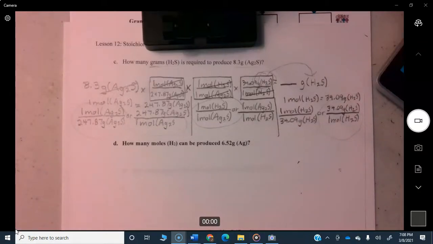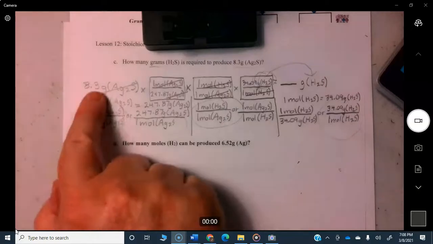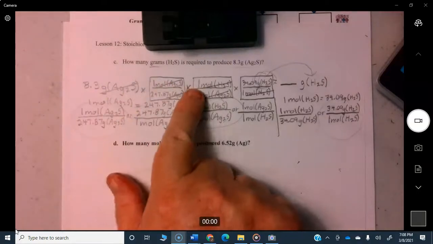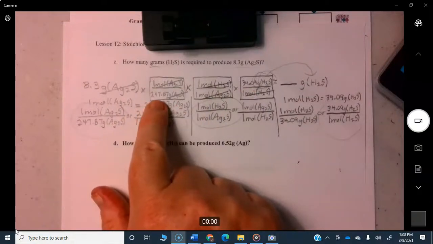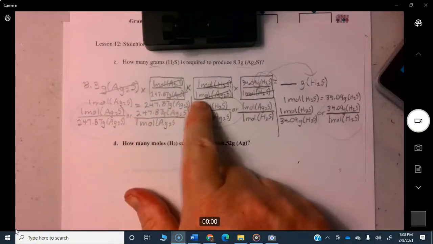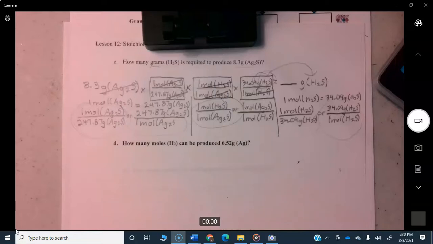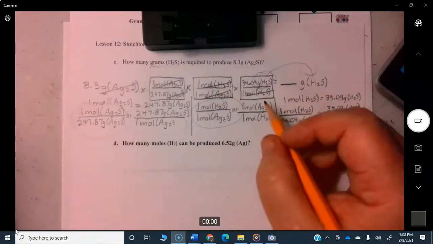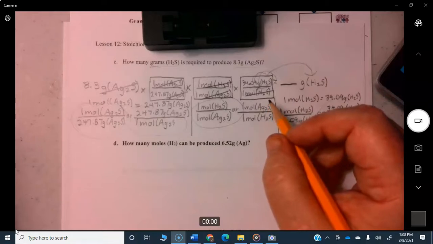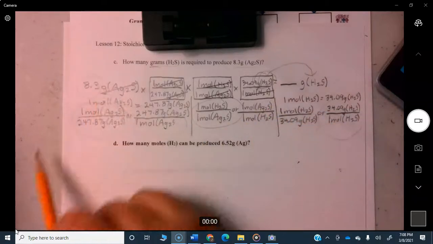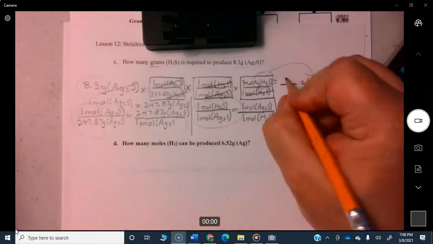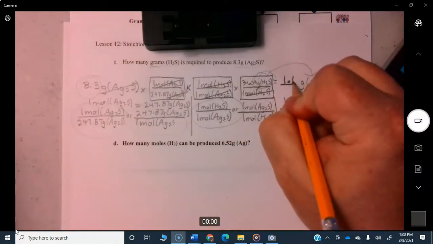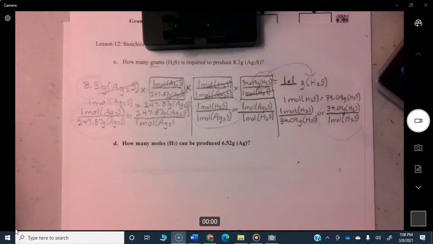All right, so now what? So now you multiply everything on top, 8.3 times 1 times 1 times 34.09, divided by everything on the bottom. Divided by 247.87, divided by 1, divided by 1. So let's go ahead and do that. And what we get is 1.14. And how many sig figs here? We can only go to 2 sig figs because of that. So I'm going to call that 1.1. And that is your final answer.